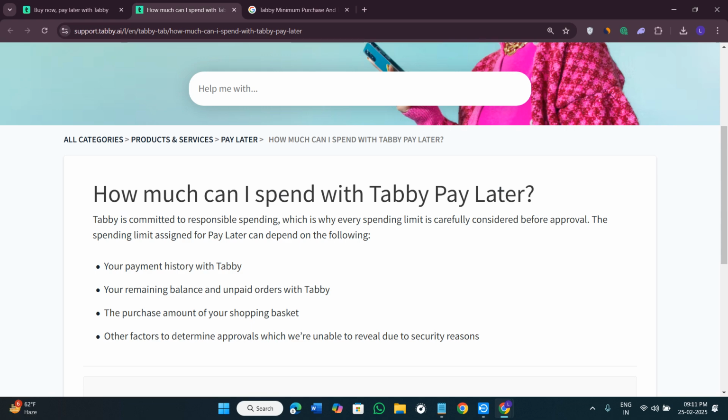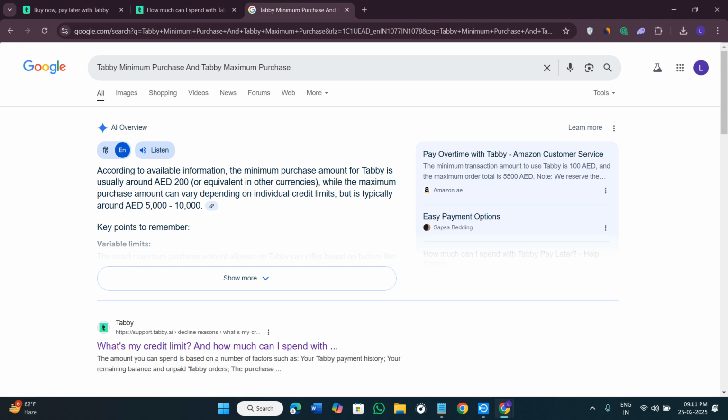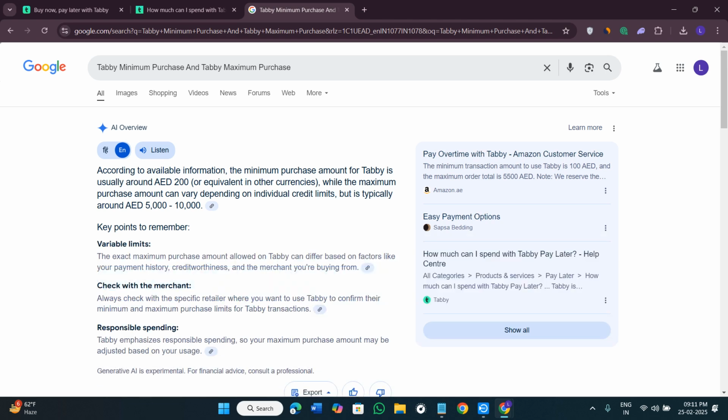So this is the article about your existing Tabby balance. However, it is not showing you how much you can actually spend, like what is the maximum purchase limit and what is the minimum purchase limit. So in order to find that out, you can just come across this response: according to the available information, the minimum purchase amount for Tabby is usually around AED 200 or equivalent in other currencies, while the maximum purchase amount can vary depending on the individual credit limit, but is typically around 5000 AED to 10,000 AED.